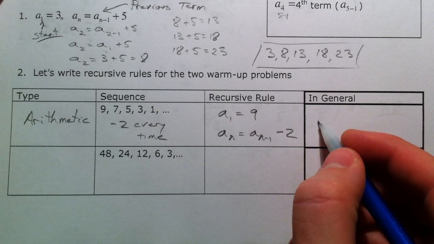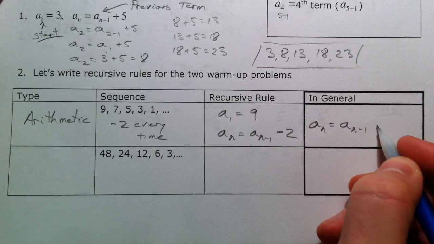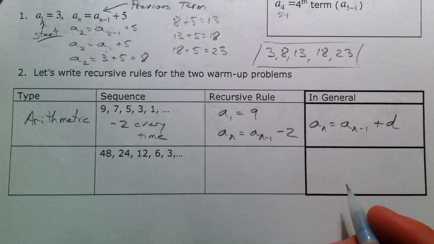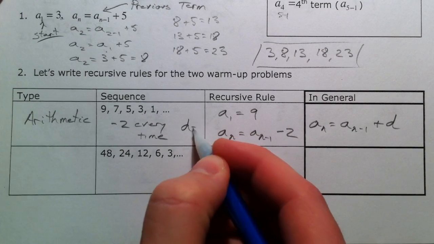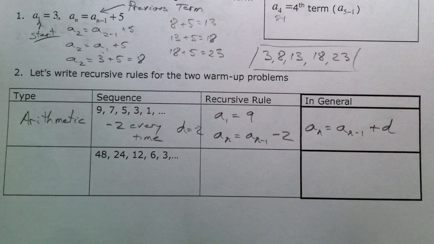So in general, you're going to have a sub n equals a sub n minus 1 plus whatever your d is. In our case, d was negative 2, and so we added a negative 2.